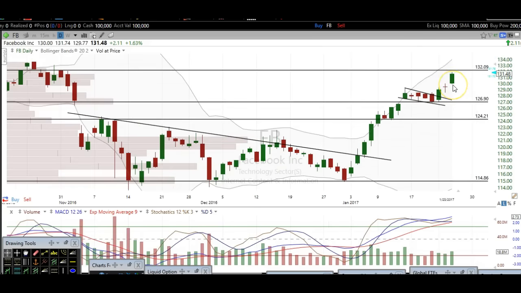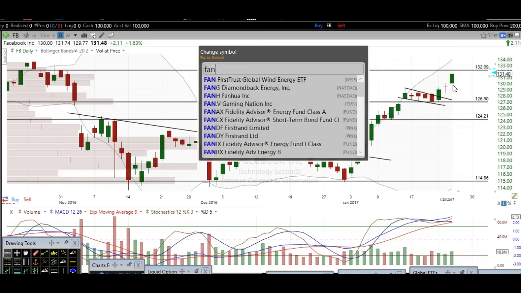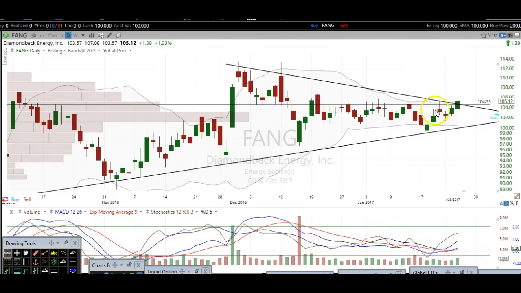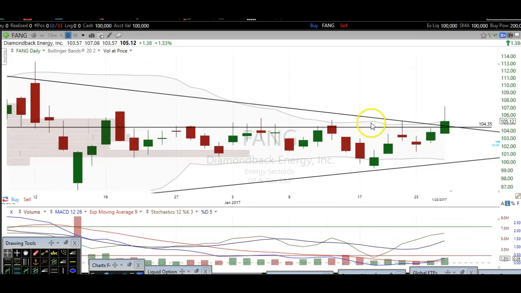The next one we're going to take a look at is FANG. And FANG definitely looks like it's headed higher here as well. We broke over this downtrend line. You can see a rejection here, here, right here, right here, and then we finally broke over it today. And not only that, but we broke over this resistance. You can see it was resistance here, here, here, here, here, yesterday, and then today we broke over that.